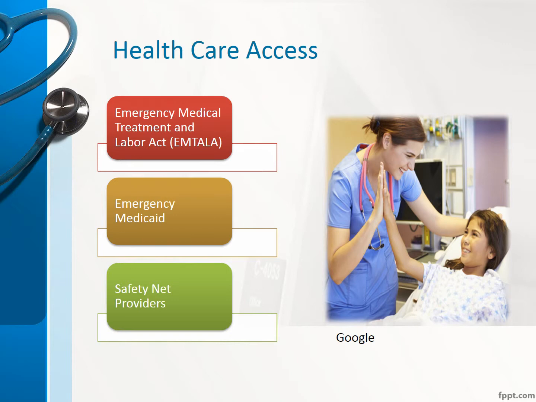So there are three main ways that undocumented immigrants use to access healthcare. I will be talking about the Emergency Medical Treatment and Labor Act, or EMTALA, Emergency Medicaid, and Safety Net Providers. EMTALA requires hospitals to provide care to anyone needing emergency treatment, regardless of citizenship, legal status, or ability to pay.